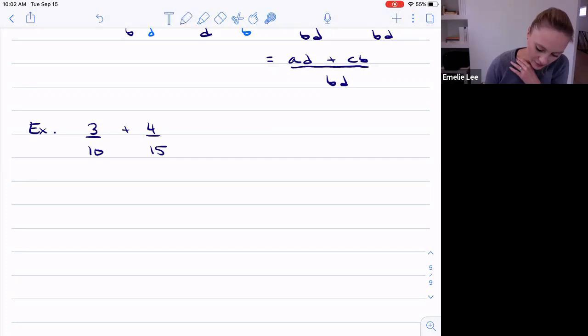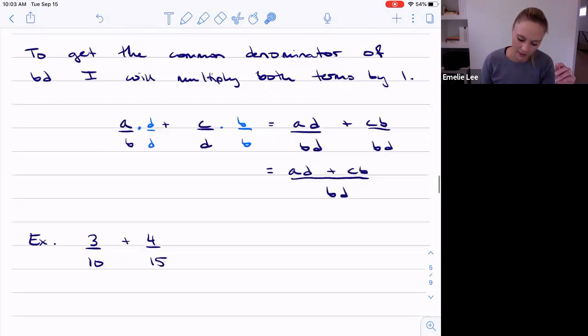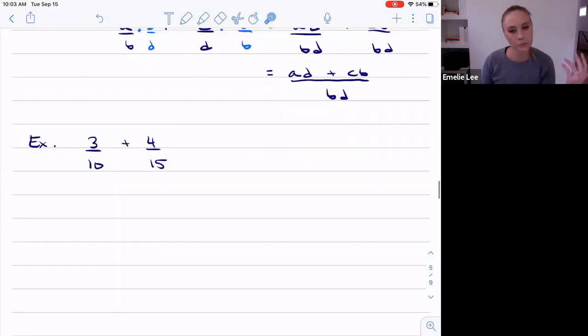So I'm going to identify what my common denominator is. And if you're feeling confident about finding a different common denominator, that's fine, right? I just wanted to show you the most foolproof way of doing it. And that's the way that I just showed you. There are other ways that you can do it, but this is fine.